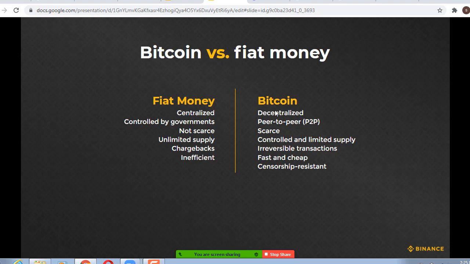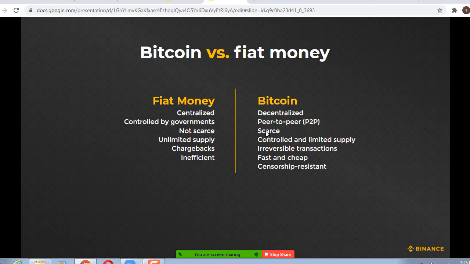Bitcoin is decentralized. It has no central location that controls it. It is not controlled by government. It's a peer-to-peer network. That is, anybody within the network contributes to its success. Fiat is not scarce. That means government can decide to produce 20 million naira today or 20 billion naira today, and they will produce it. Bitcoin is scarce.